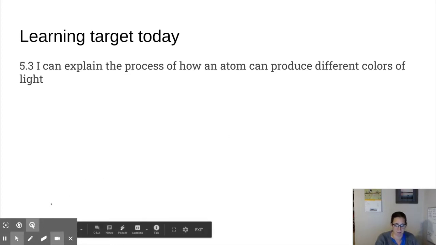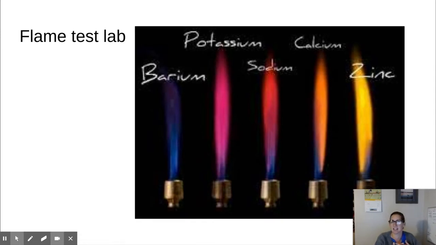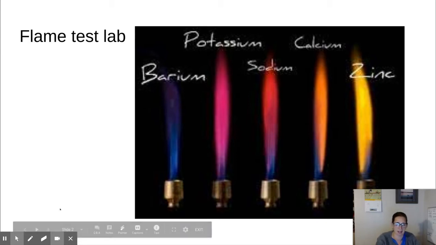So let's get started. Something we've known since the 1800s is that different elements will give off different colors when you put them in fire. This is what's known as the flame test. We can actually use this to identify different metals. Not all metals are going to do this, but many of them will. And I hope at some point you're able to do this flame test.